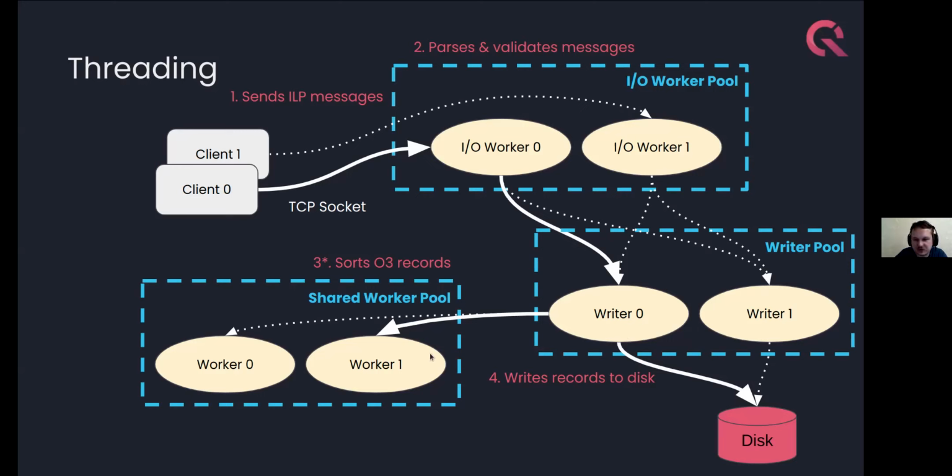to the shared worker pool. Shared worker threads sort out of order records. So we parallelize sorts pretty much to improve the performance here. And when the data is sorted, it gets written to disk. It gets appended to the column files. So that's the threading model that we have. It's kind of a pipeline.